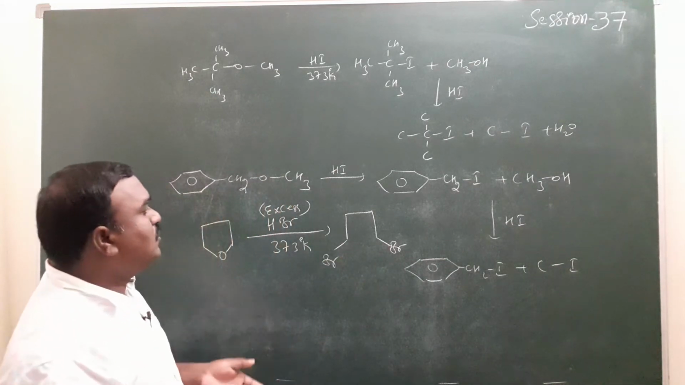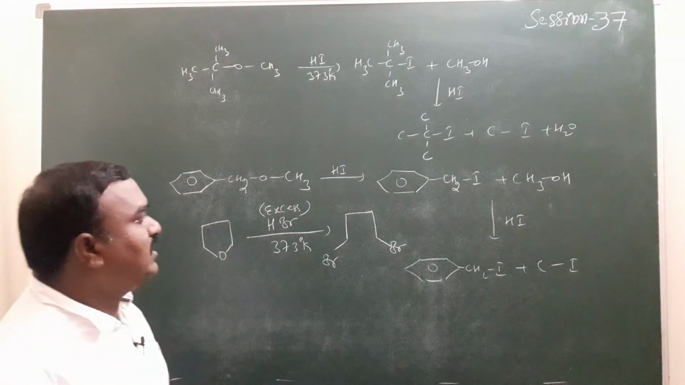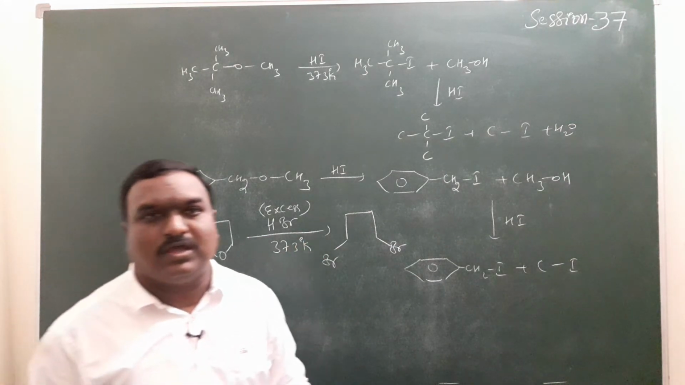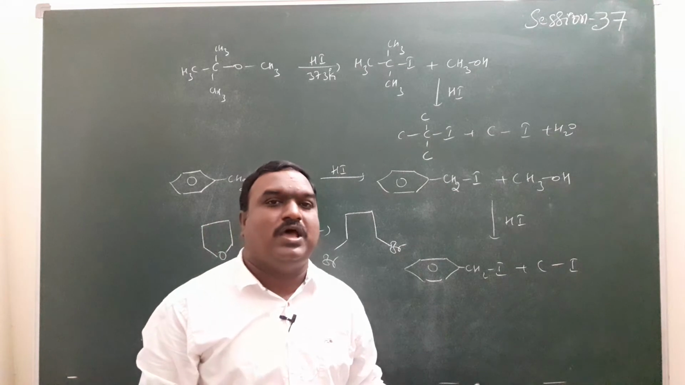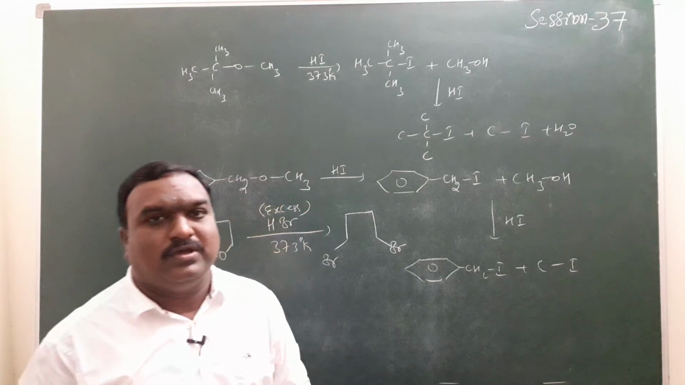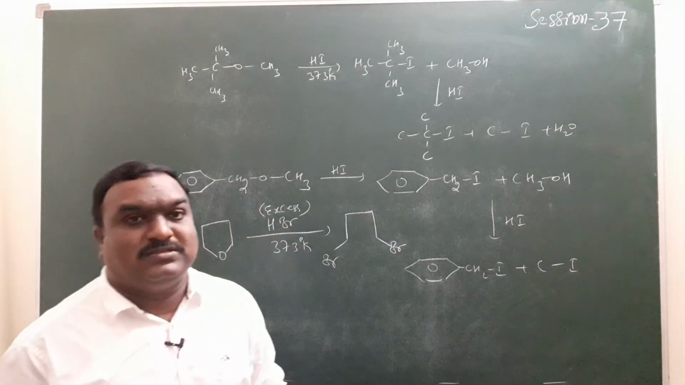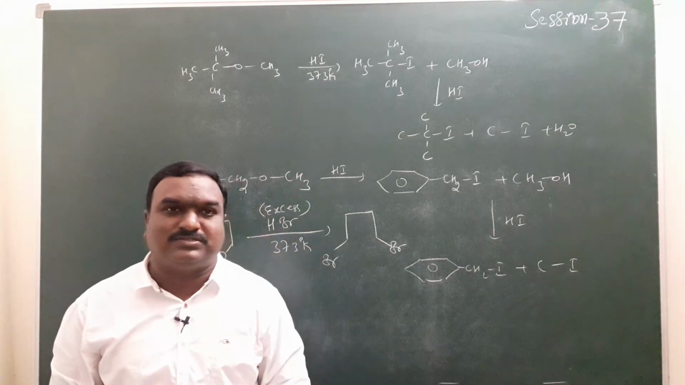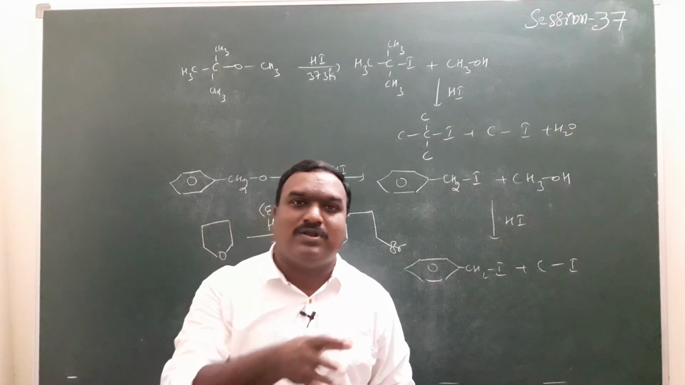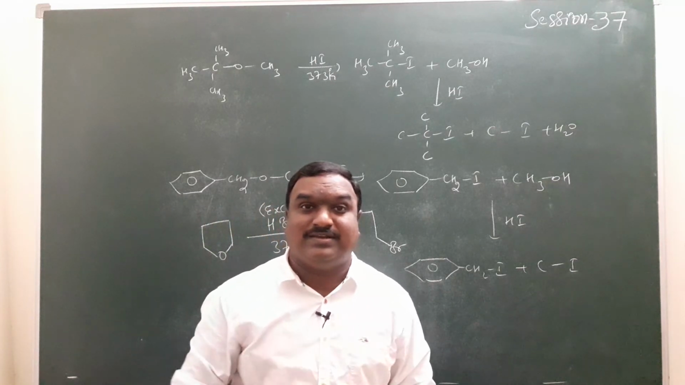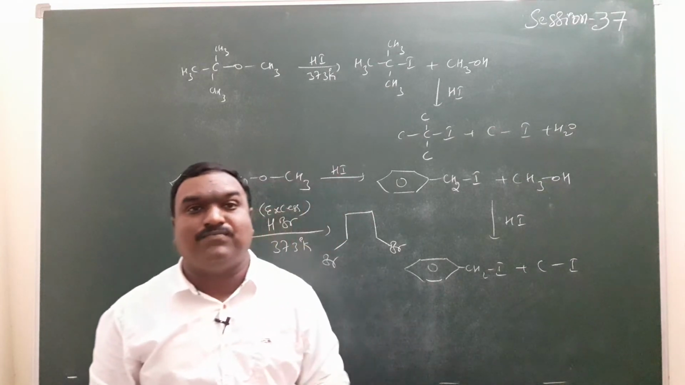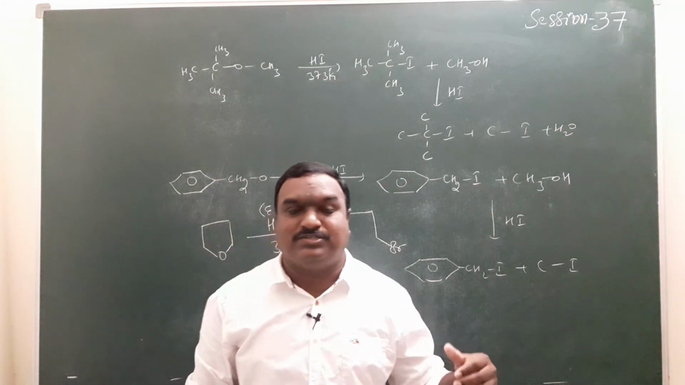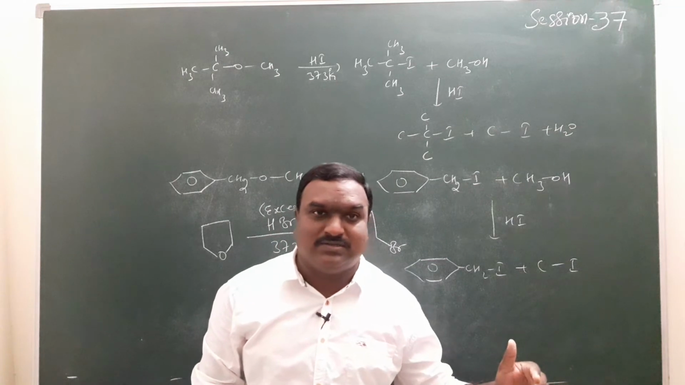This is the way to write the products wherever ethers react with hydrogen halides, halo acid compounds. The primary thing is that connectivity is important to write the product in these reactions. Oxygen is connected to carbon, and what type of connectivity that carbon has is very important in these reactions to write the products.